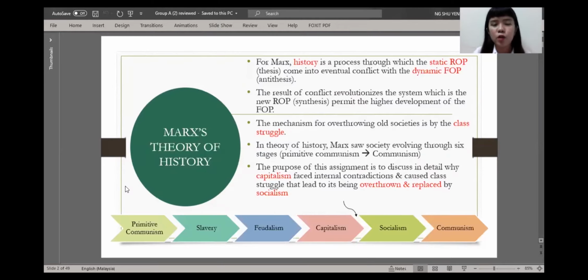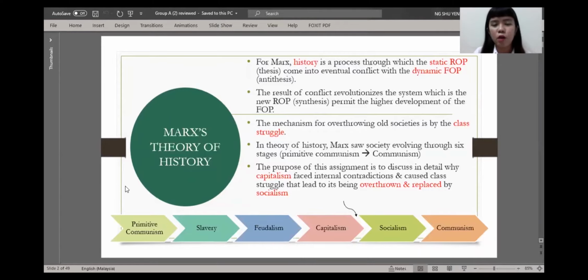In Marx's theory, history is a process where the static relations of production, ROP, come into conflict with the dynamic forces of production, FOP. The result of the conflict will revolutionize the system when the new ROP permit a higher development of the FOP.